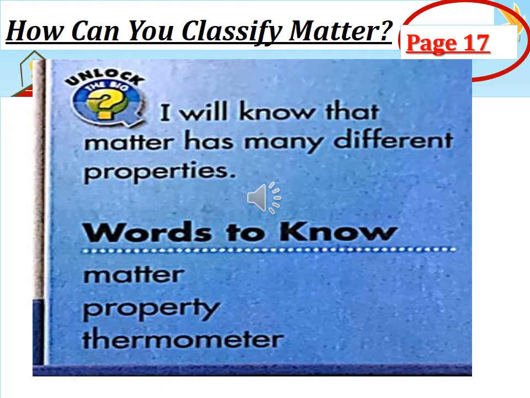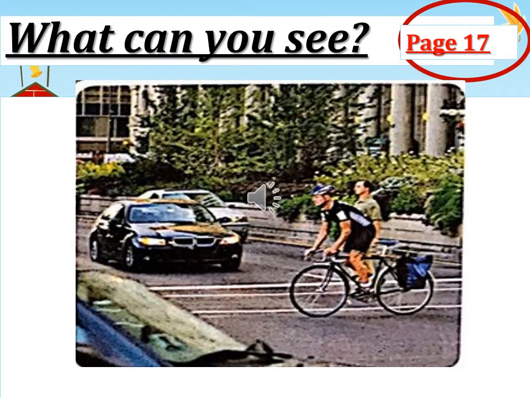Read with me. I will know that matter has many different properties. As we go along with our lesson, we will be having our 7 different properties of matter. We will also meet new words such as matter, property, and thermometer. Let us observe. What can you see in the picture? Name them. Okay. Whenever we observe, we make use of our senses. Particularly, in this photo, we will use our pair of eyes for our sense of sight.